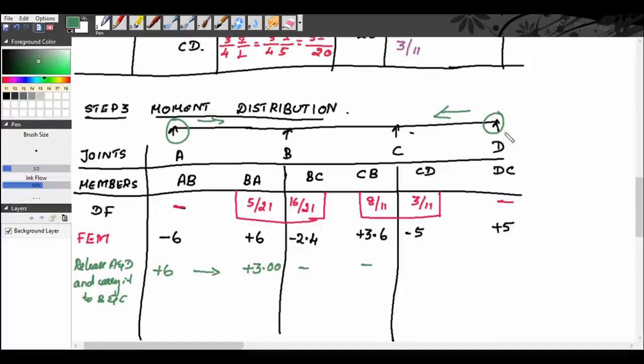So there is no release at B and C. So for the span BC there is no release. For the span CD, D is hinged support. So from D you have to release this plus 5 and you have to give half to C. So releasing plus 5, we give minus 5. And carrying it to C, it is minus 2.5. That is minus 5 divided by 2. So we get minus 2.5.